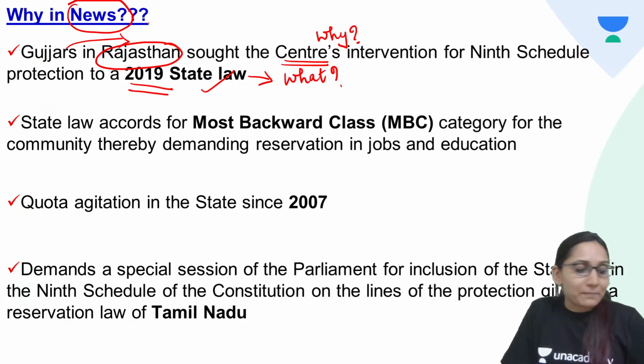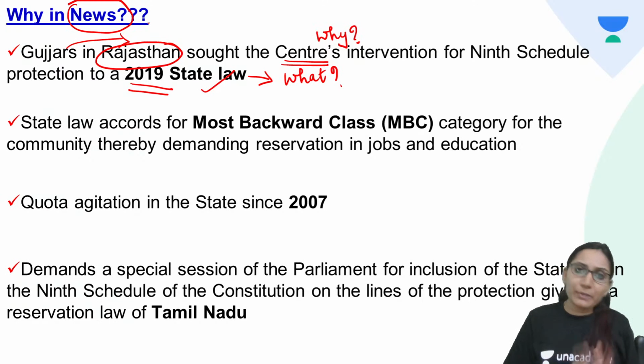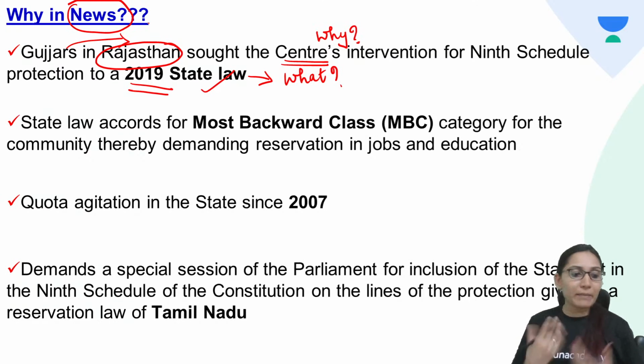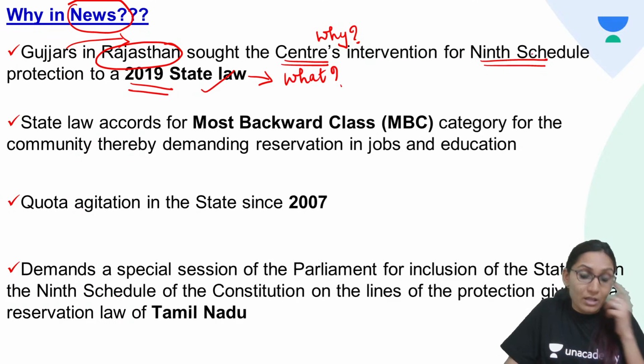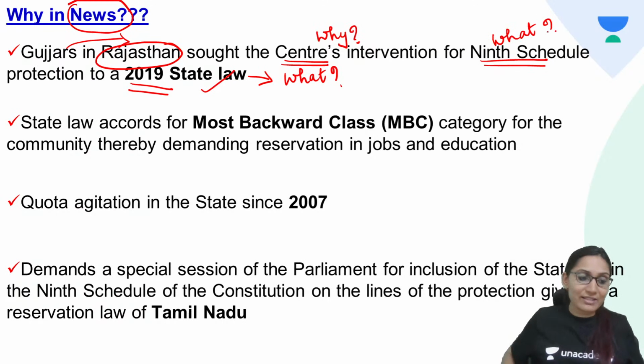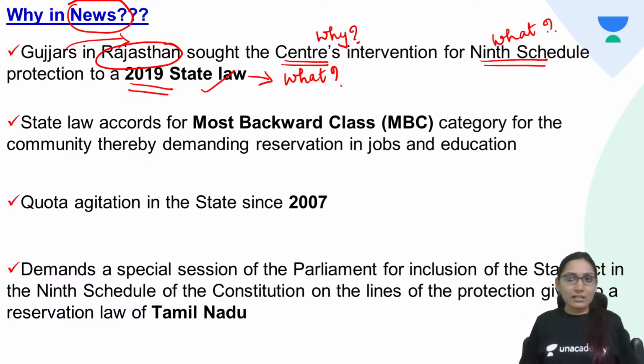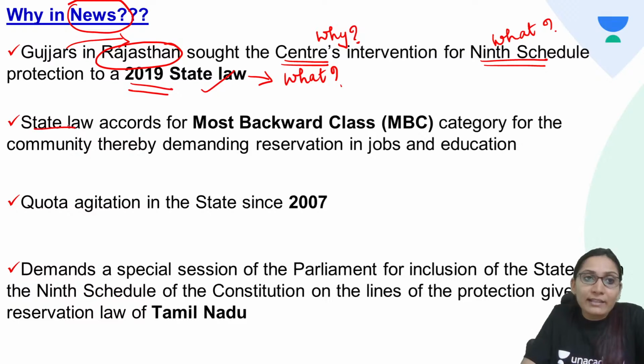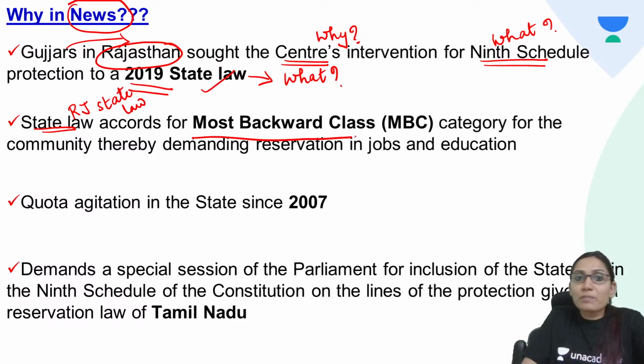So Gujjars are a community in Rajasthan, and now they are demanding that the central government should intervene for their 9th schedule protection. What is this 9th schedule? We need to know in detail why the 9th schedule is important. We will see that as we proceed with the lecture, and everything will be clear for you. Now, the state law, that is the Rajasthan state government's law, accords most backward class category to the community, and thereby they demand reservation in jobs and education.